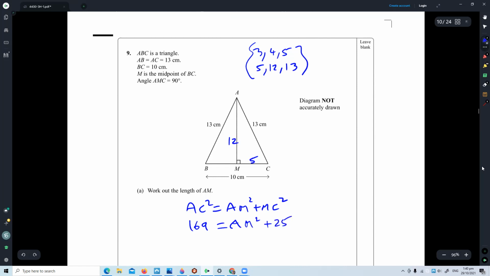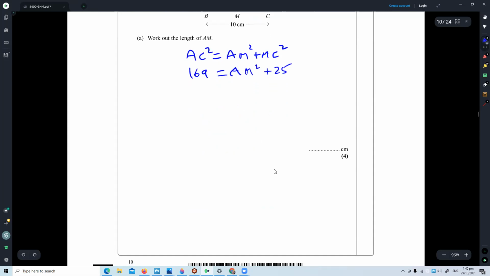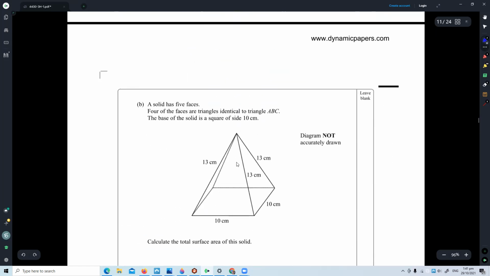I'm going to move the 25 to the left to say 169 minus 25 equals AM squared. And I can say 144 equals AM squared. And you can see that indeed plus or minus 12 should be AM. However, AM is a length and a length can only be positive. So it's 12. Don't forget that when you have squared, you should have plus or minus. In this case, it doesn't apply.